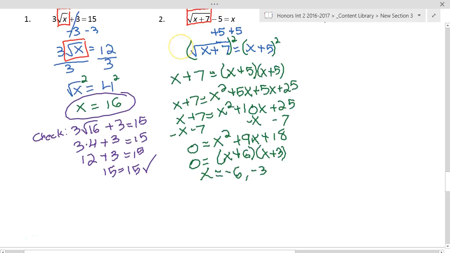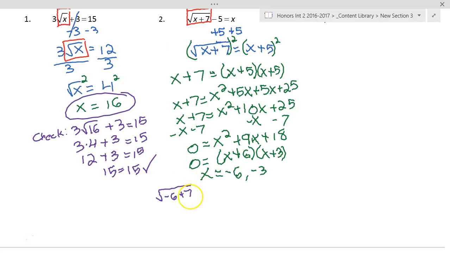Alright, I do need to check my answers. The square root of negative 6 plus 7, minus 5, should equal negative 6. The square root of 1 is 1, minus 5 equals negative 6. 1 minus 5 is negative 4, which equals negative 6. See how that does not work? So negative 6 does not work as one of my answers.